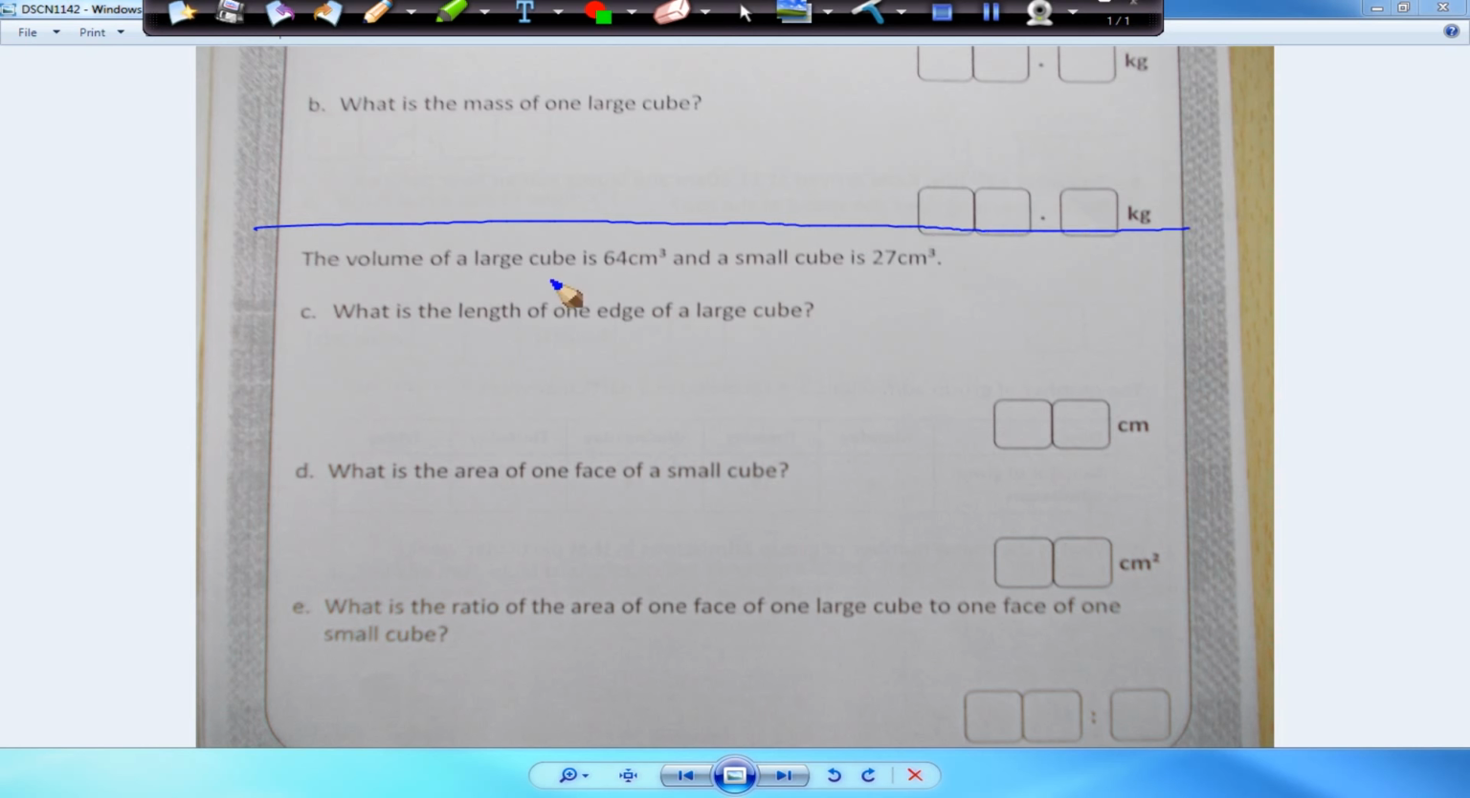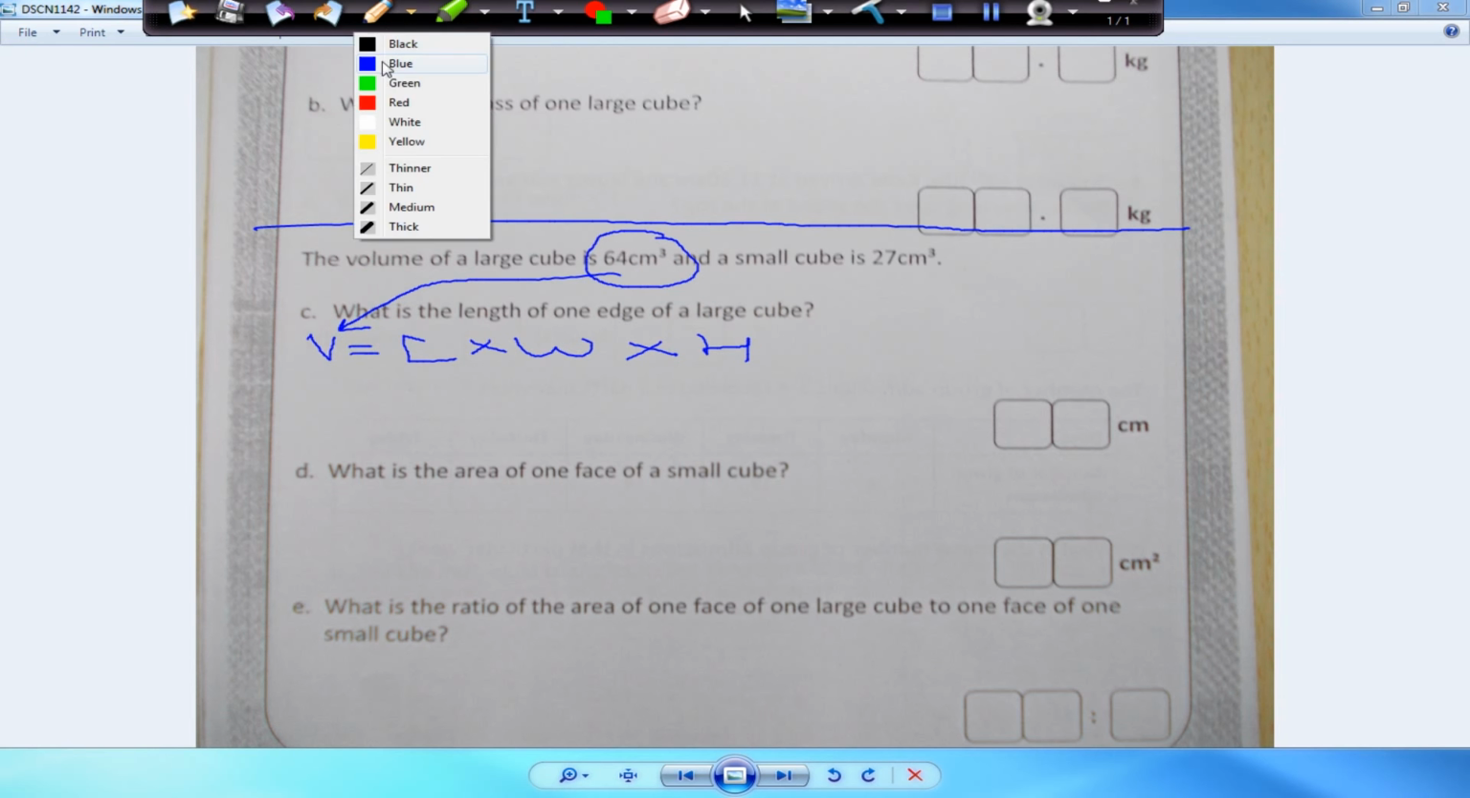Yes. The volume of a large cube is 64 and the small cube is 27. What is the length of one edge of a large cube? Now, we know when you do volume of a cube, not cuboid, this is a cube, all the lengths are the same. Length times width times height. What is the length of one edge of a large cube? What's the volume of the large cube? 64. That 64 goes here in the answer part.